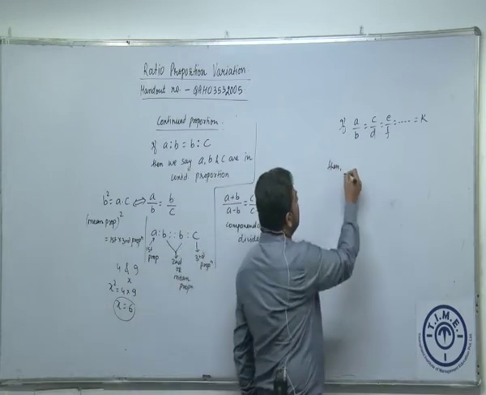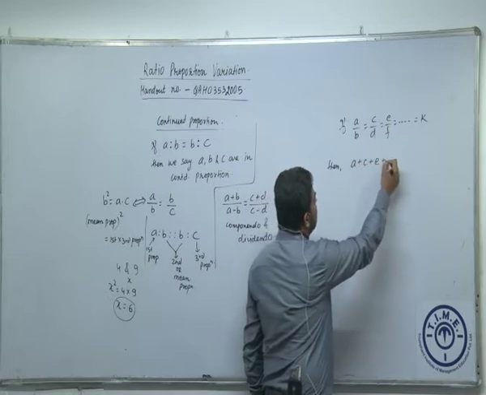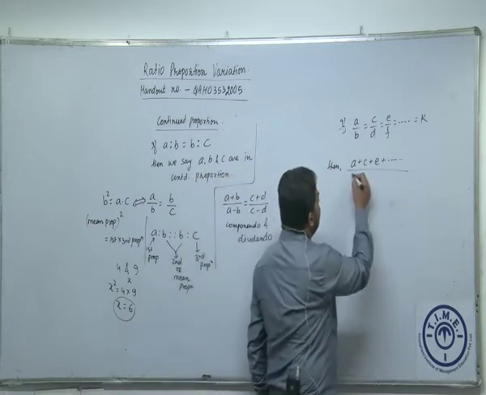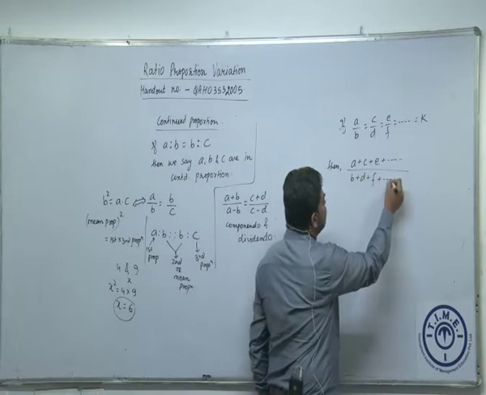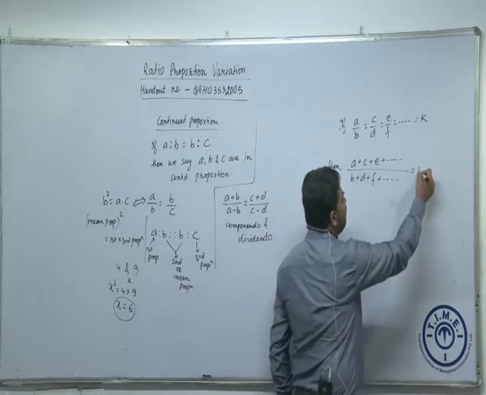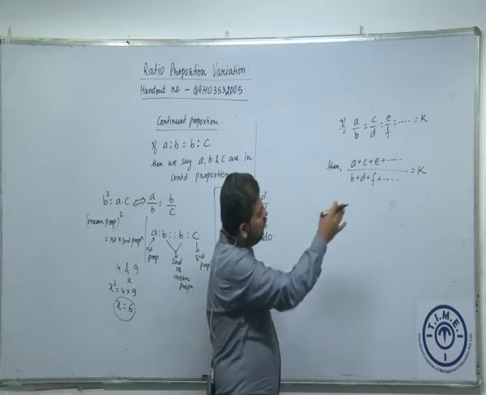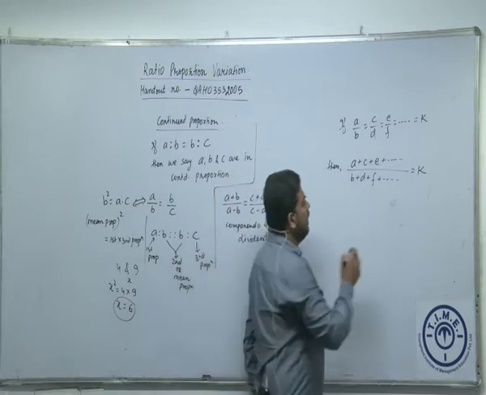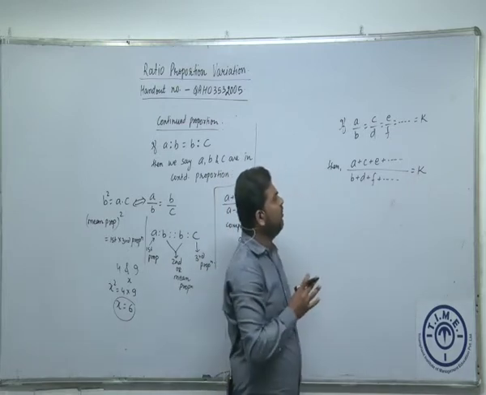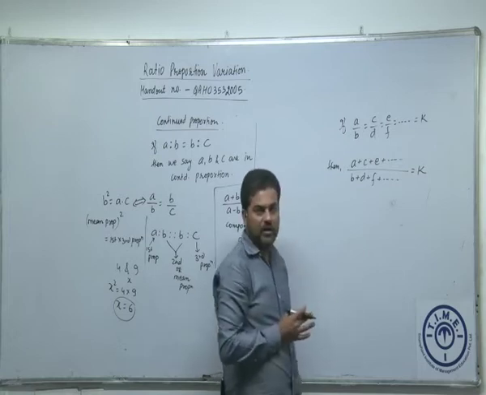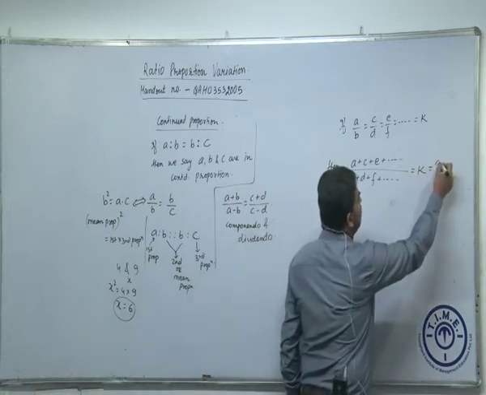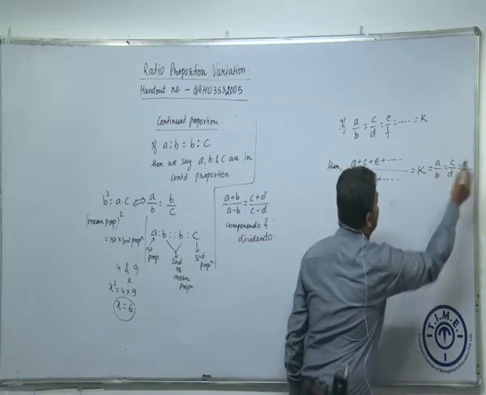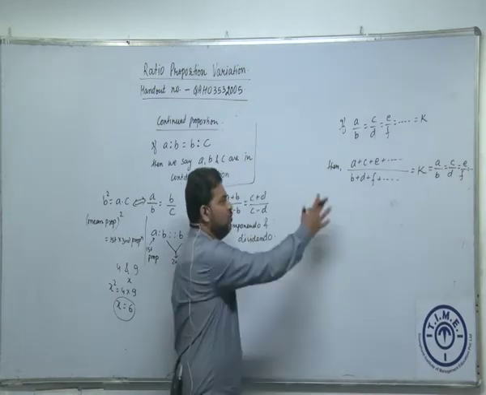Then we will say that A plus C plus E and so on, the sum of all the numerator values, divided by B plus D plus F and so on, these are also equal to the same value k. The sum of all the numerators divided by the sum of all the denominators will also be equal to k. And what is the value of k equal to? It is equal to a by b, equal to c by d, equal to e by f, isn't it? So this is also equal to a by b, which is also equal to c by d, which is also equal to e by f, and so on. Okay, I hope this property is clear.